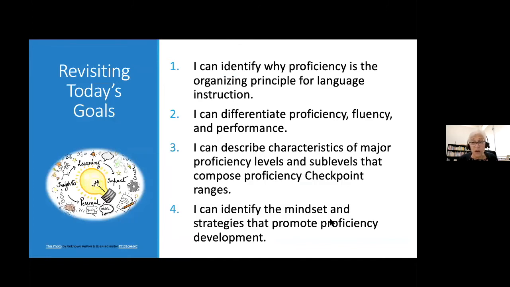Thank you for staying with us as we address these 4 goals. I can identify why proficiency is the organizing principle for language instruction. I can differentiate proficiency, fluency, and performance. I can describe characteristics of major proficiency levels and sublevels that compose checkpoint ranges. I can identify the mindset and strategies that promote proficiency development.